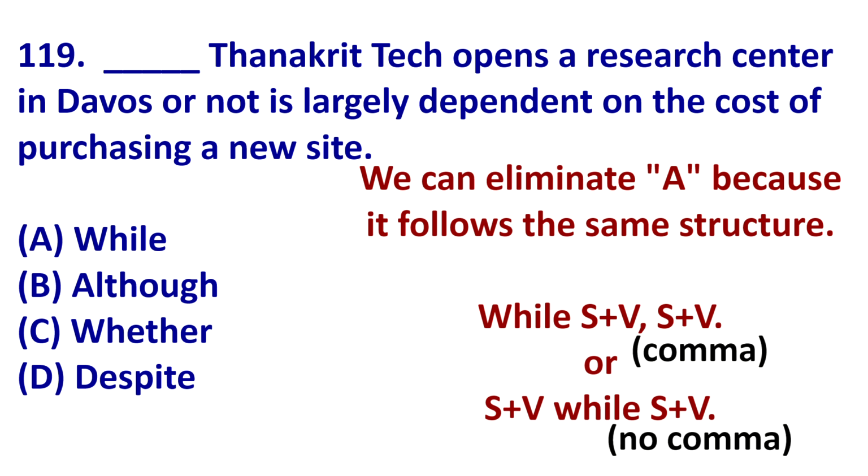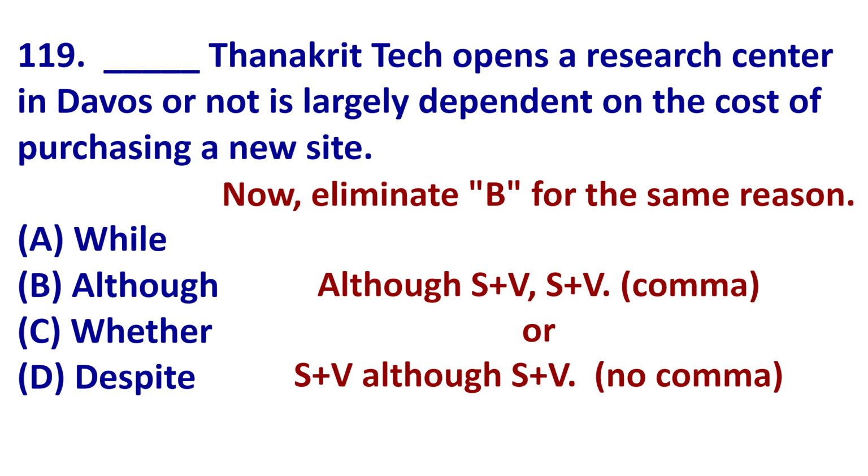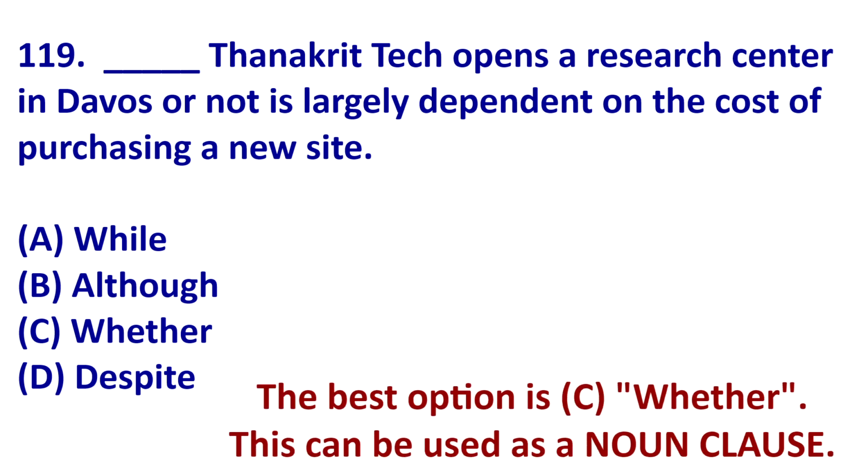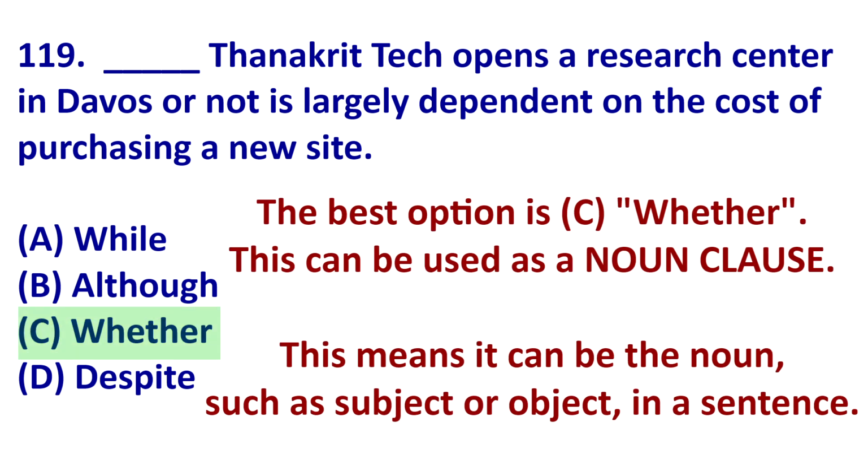Finally, we can eliminate B, because if you start a sentence with although, you need a comma after the clause. Although I'm interested in soccer, comma, I never get into the World Cup. I never get into the World Cup, although I'm interested in soccer. We don't have a comma, eliminate although. So the best option is whether. So the answer is C.